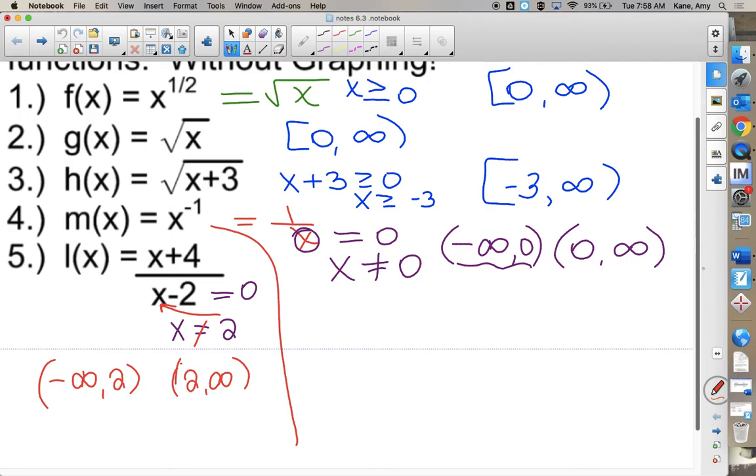So again, you can't place a bracket there because a bracket means it's allowed to be that number, and it's not allowed to be that number. Those are the only 2 restrictions on domain. Any other function has a domain from negative infinity to positive infinity.